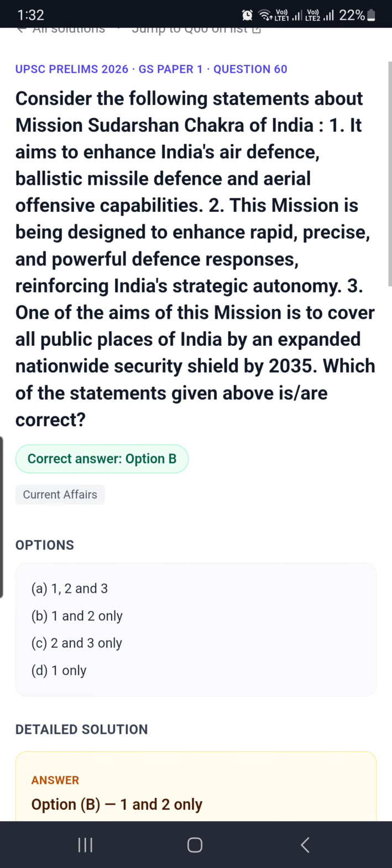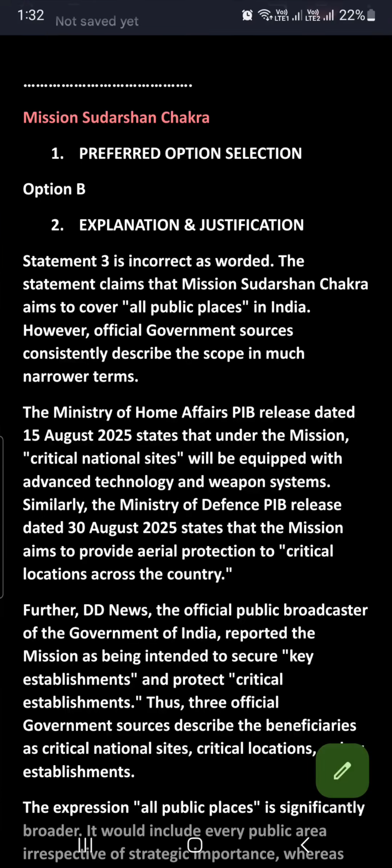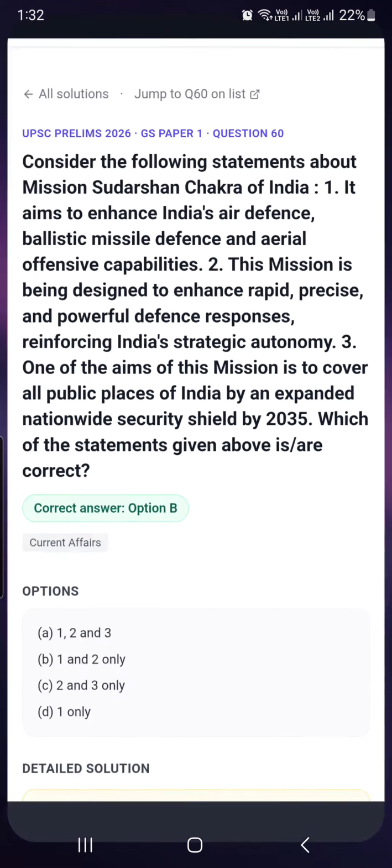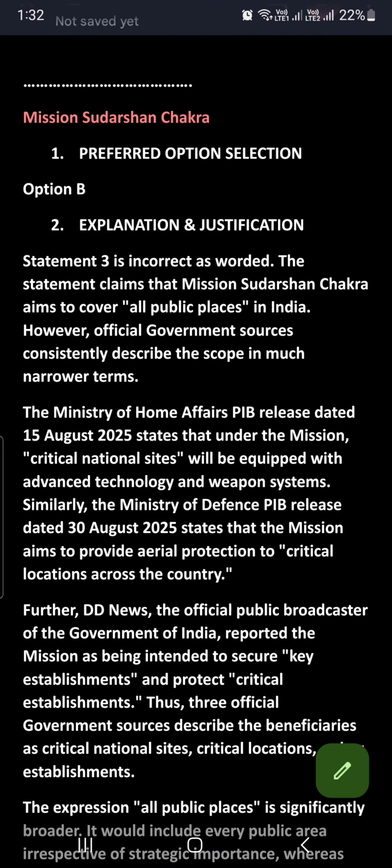UPSC is considering that statement to be right. Therefore, they are claiming 1, 2, 3 as the answer. All statements they are claiming as correct. But we are mentioning that statement 3 is wrong, and therefore we want to go with 1 and 2 only, which is option B. And why are we saying that?